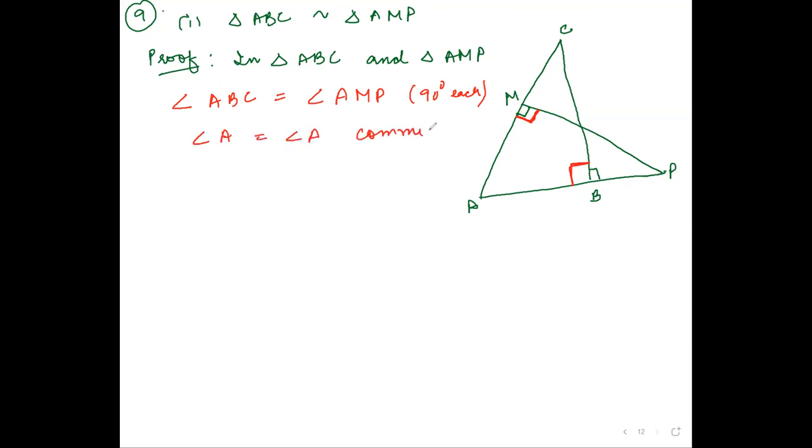So two angles are enough. By AA criteria of similarity, the two triangles are similar. I'm writing triangle ABC will be similar to triangle, because angle A is common, so I will start with A. Then B means I'll use M here and then P. So similar. Now second part.